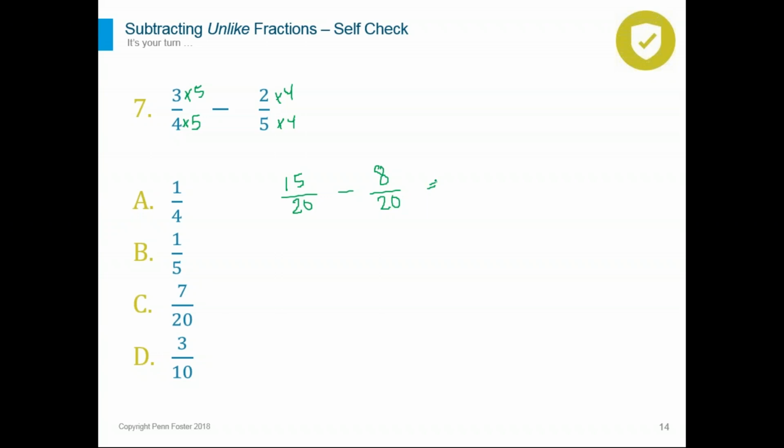And then we just subtract the numerators. 15 minus 8 will give you 7 over 20, and the answer would be C. That's it.